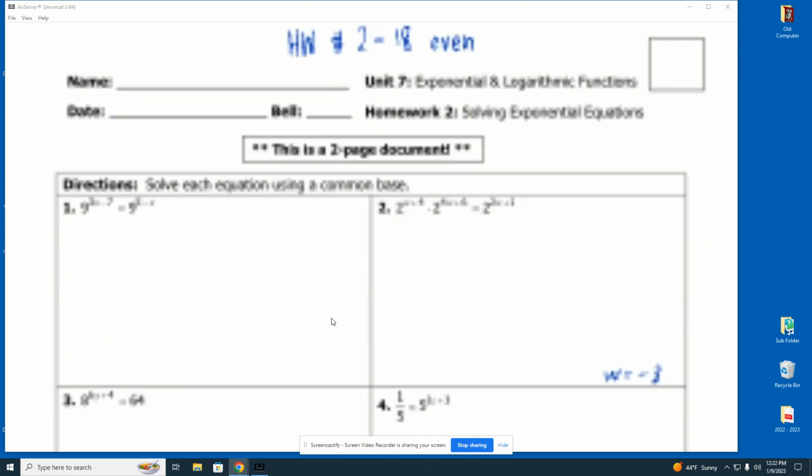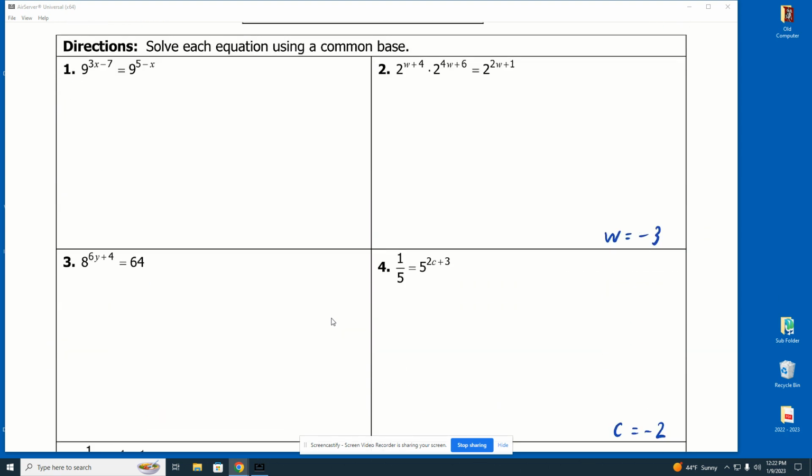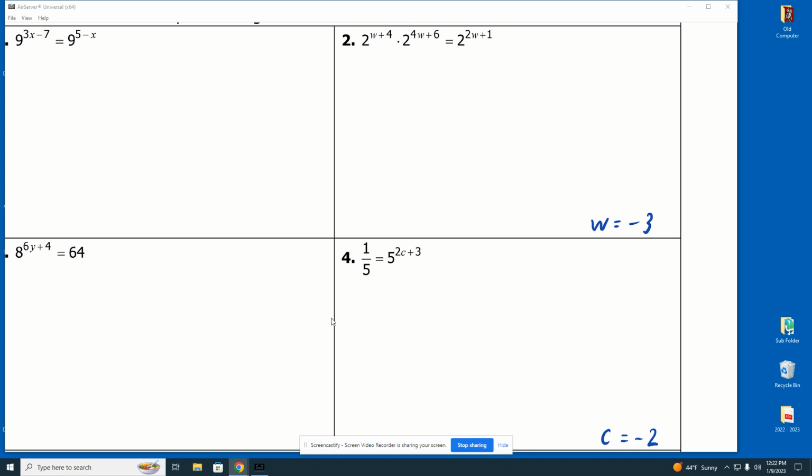Here are the answers. Number 2 and 4. Number 2 is W equals negative 3. 4 is C equals negative 2.